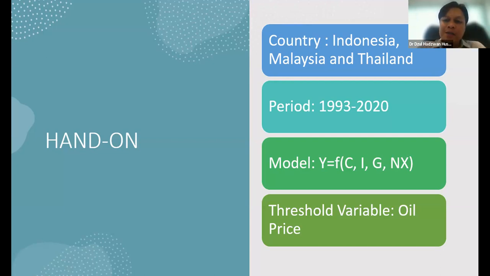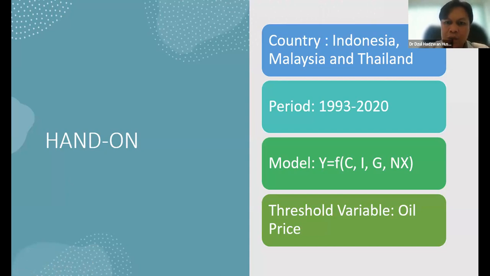Okay, by Keynes. And then I select the threshold model oil price due to Indonesia, Malaysia, and Thailand and oil producer countries. Okay, that's the reason. So just for a basic understanding, I choose this case. I choose this case as our subject, our sample to understand more how the threshold works.